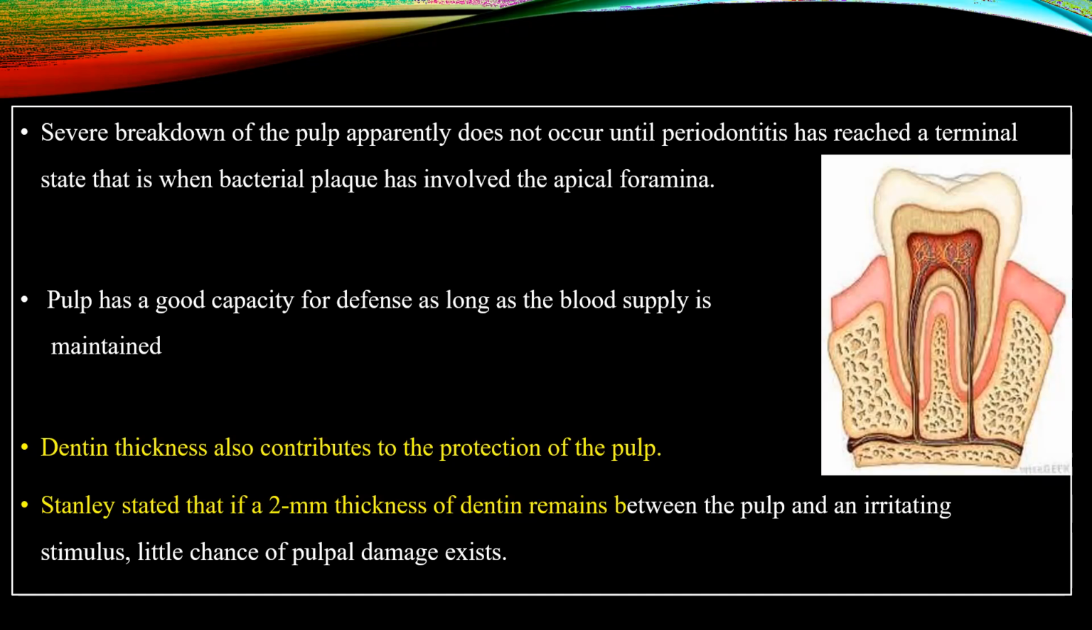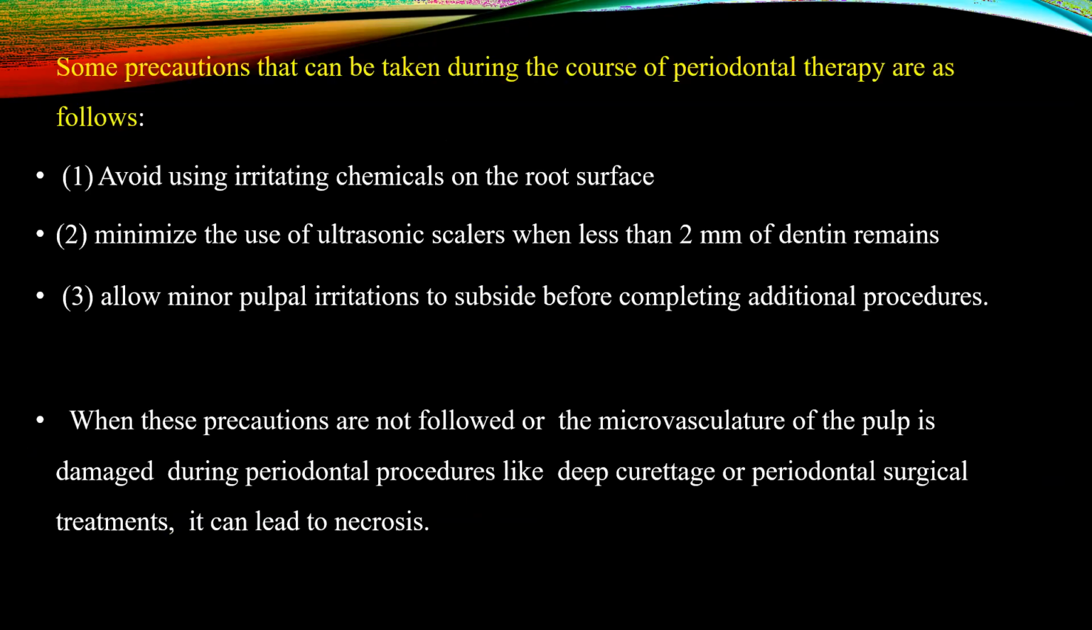Stanley et al. stated that if 2 mm thickness of dentin remains between the pulp and the irritating stimulus, there is little chance of pulp damage. So we have to take some precautions during the course of periodontal therapy. First, we should avoid using chemicals on the root surface. We should minimize the use of ultrasonic scalers when less than 2 mm of dentin thickness remains, and we should allow minor pulpal irritation to subside before completing additional procedures.